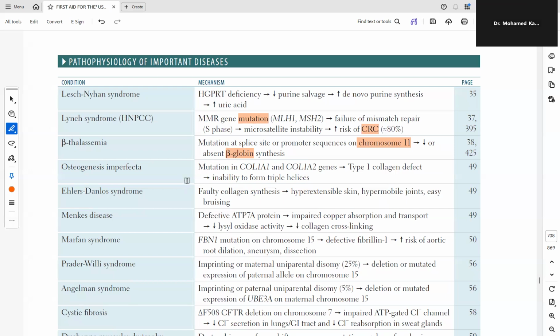Osteogenesis imperfecta is one of the skeletal disorders. Mutation of COL1A1 and COL1A2 genes leads to a type 1 collagen defect, with inability to form the triple helix. And this is osteogenesis imperfecta.